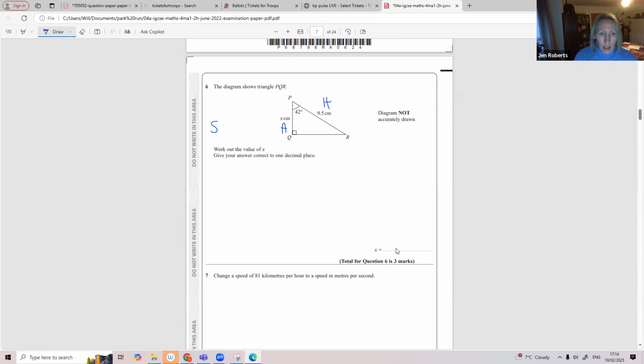So I should be thinking, well, it's not sine. Cos, isn't it? SOHCAHTOA. Cos uses A and H. Cos of the angle is adjacent divided by hypotenuse. It's got to be that way around. How do I make X a subject? Times both sides by 9.5. 9.5 times cos 42 to 1 decimal place is 7.1.